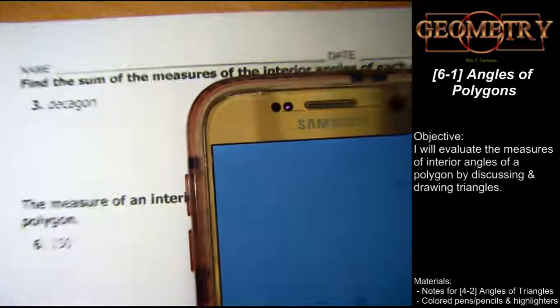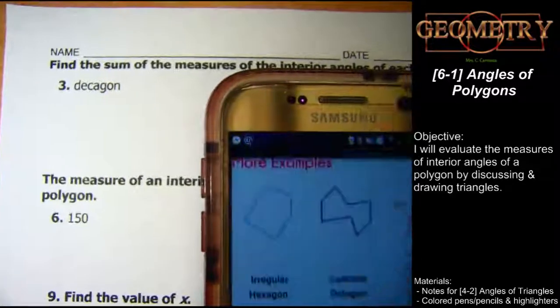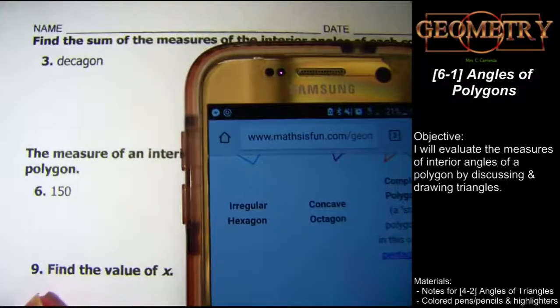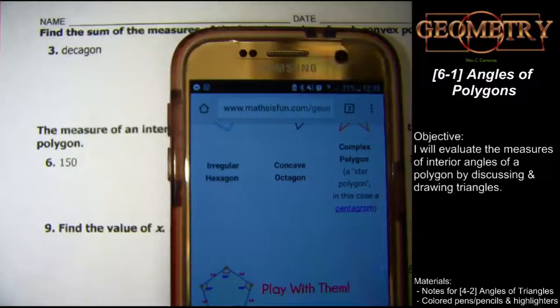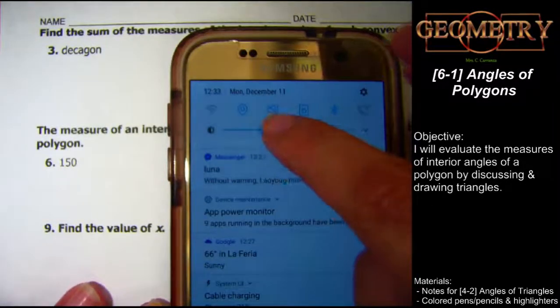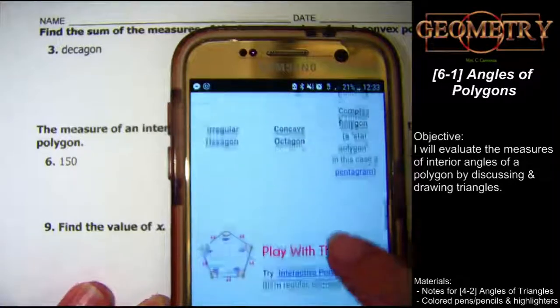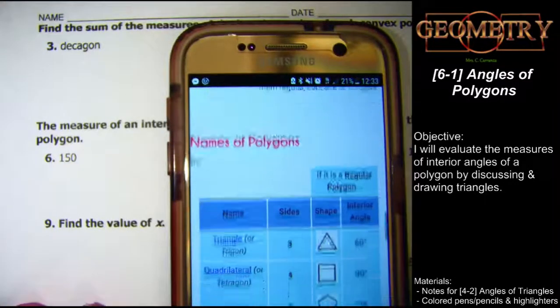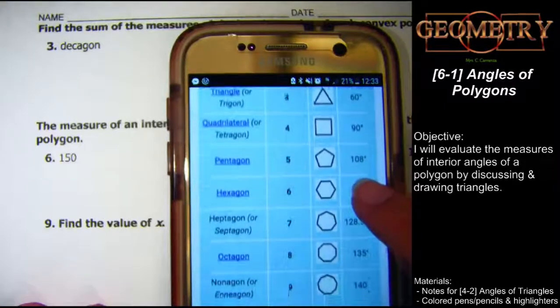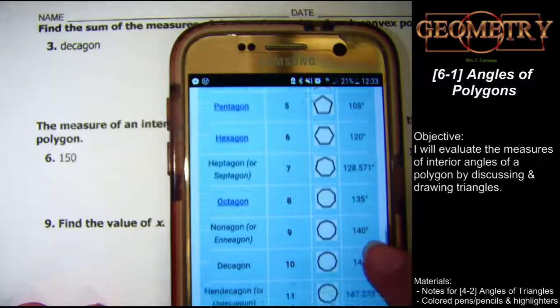And I go, how many sides does a decagon have? 10? 12? It's 12. 13? You know what? I have this website. I'm going to brighten this just a little bit. Alright, so I'm going to go to the website, and I'm going to go down toward the bottom. It says names of polygons, and I'm going to scroll until I find decagon. Oh wait, no, it's 12. Oh wait, no, it's 10. It's 10.